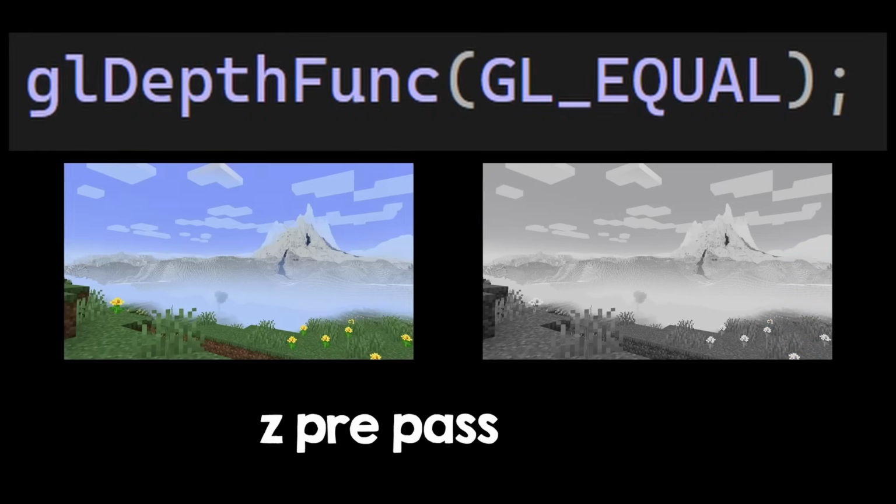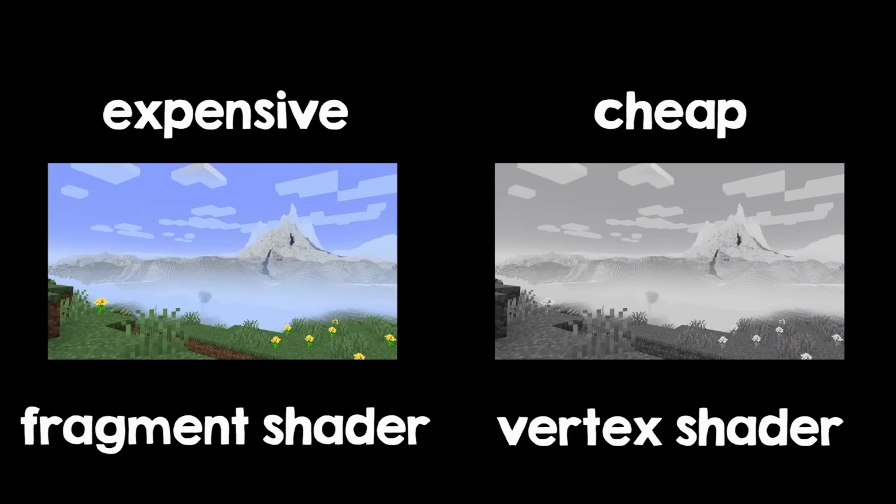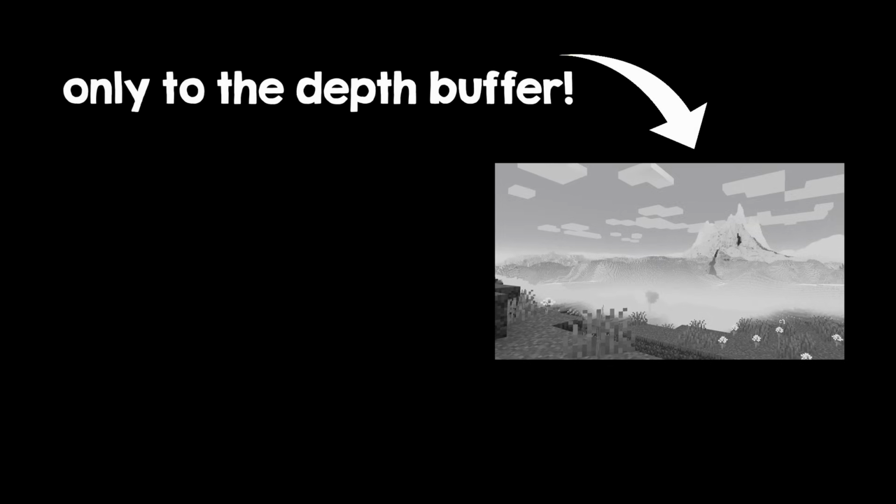It takes advantage of the fact that coloring in the pixels is the expensive part of the rendering process, and it renders the entire geometry without any color, just to the depth buffer once. And then it renders the entire geometry again, but only colors the pixels that end up in the depth buffer.